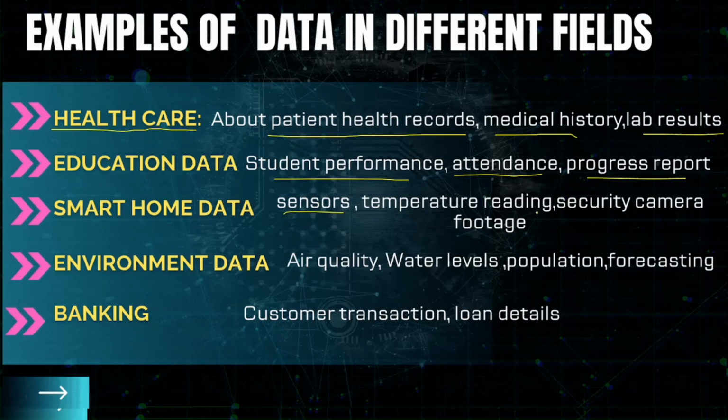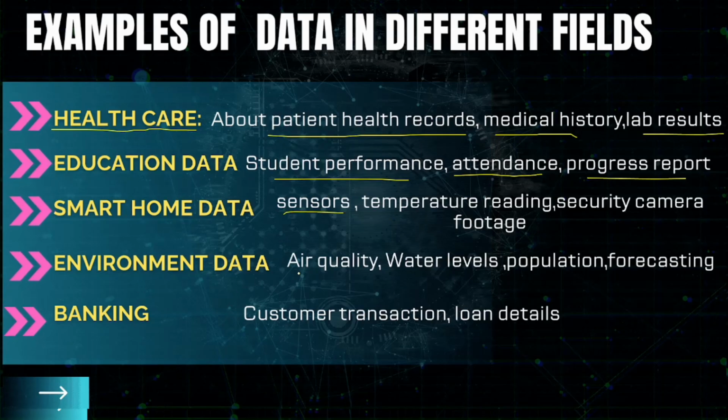So for example, if you want to know the temperature of the house, to make it cool or reduce the cooling, based on that the smart home will understand it. That is called temperature reading. Next, security camera footage. If you are fitting any CCTV camera in your home, that security camera footage also comes under the data.